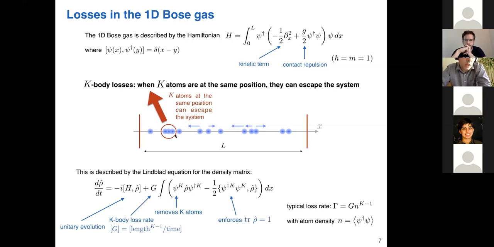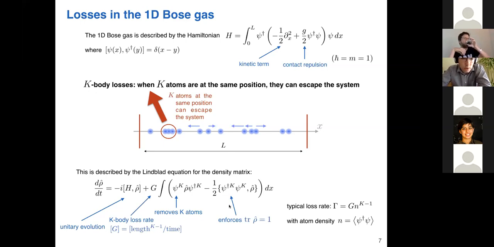So experimentally, what can happen is that, depending on the conditions that you have, several atoms can come to the same position, and because of collision, they can form either some internal excited state or form a bigger molecule that is no longer trapped by the one-dimensional confining potential. And if this happens, then they can escape the system. So experimentally, usually the most important processes are three-body losses. But for the purposes of this talk, I can just consider k-body losses, where k is some arbitrary integer. So k equals one or two or three, whatever. So I will just fix k. K is some integer that is fixed for the rest of the talk, and I will consider k-body losses.